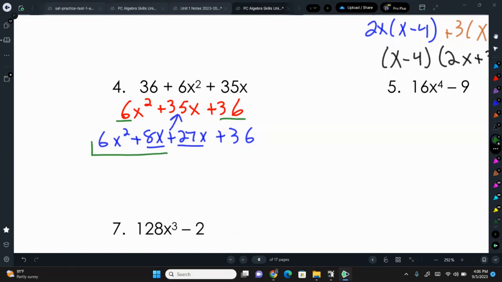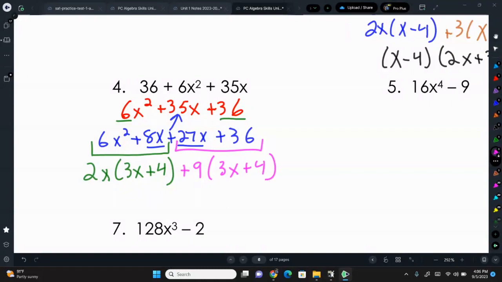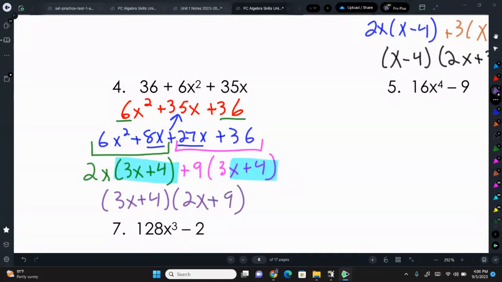All right, so we're going to look here and factor out a 2x, and we're left with 3x plus 4. And then from the second two terms, we can factor out a 9. And we're left with 3x plus 4. These two match, so we know we are in good shape. 3x plus 4 times 2x plus 9. Our final answer.